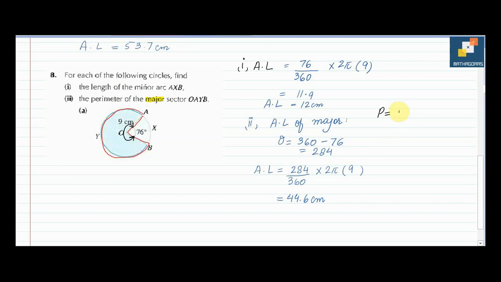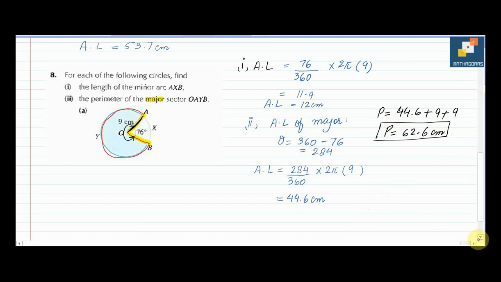So the arc length is 44.6 plus this radius, which is 9, plus the other radius, which is also 9. So it will be 44.6 plus 18. So the perimeter is 62.6 centimeter. That is the answer, right? So we are going to continue with the next part.